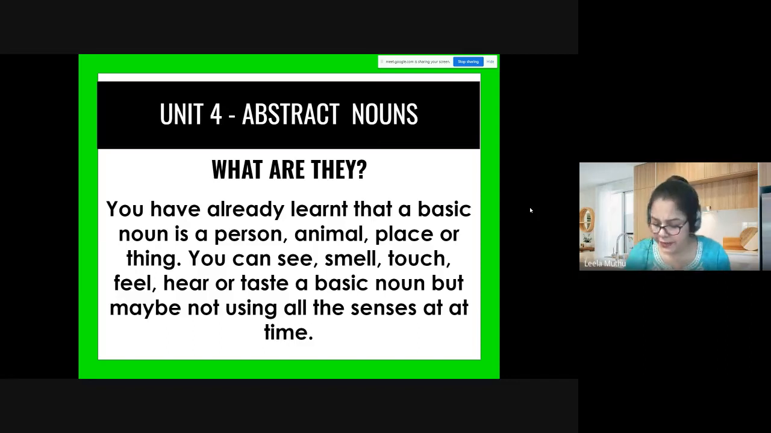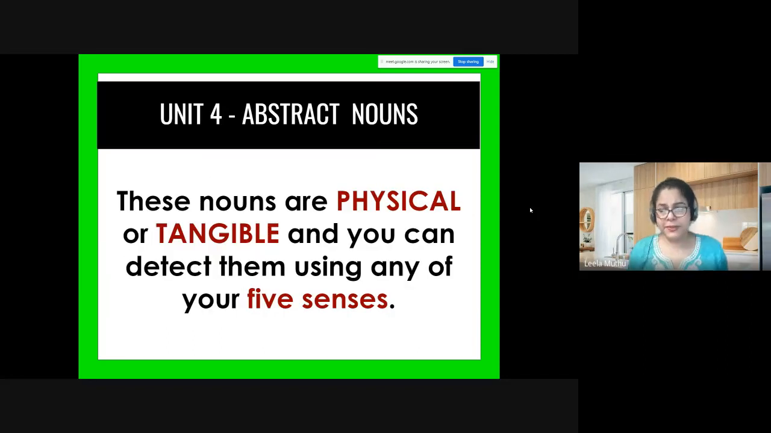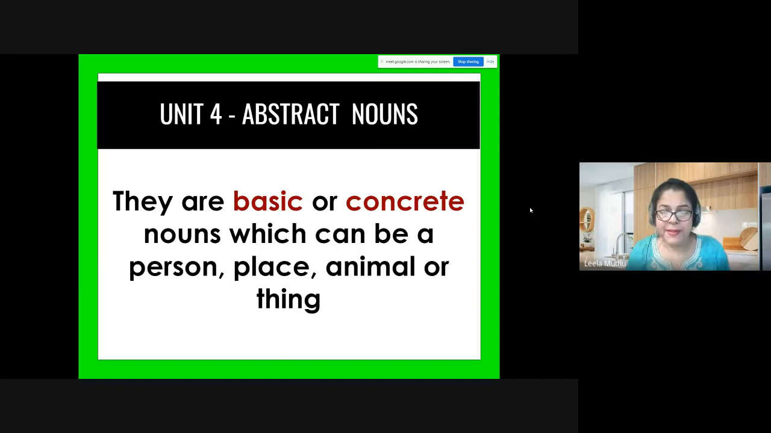So these nouns, abstract nouns and concrete nouns, there's a big basic difference between them. Let's talk about basic first. What we have learned all this time, they're basic, okay? So these nouns are physical or tangible. Physically visible or physically touchable, smellable, hearable, etc. Tangible means touchable. And you can detect them using any of your five senses. They are basic or concrete nouns which can be a person, place, animal, or thing.